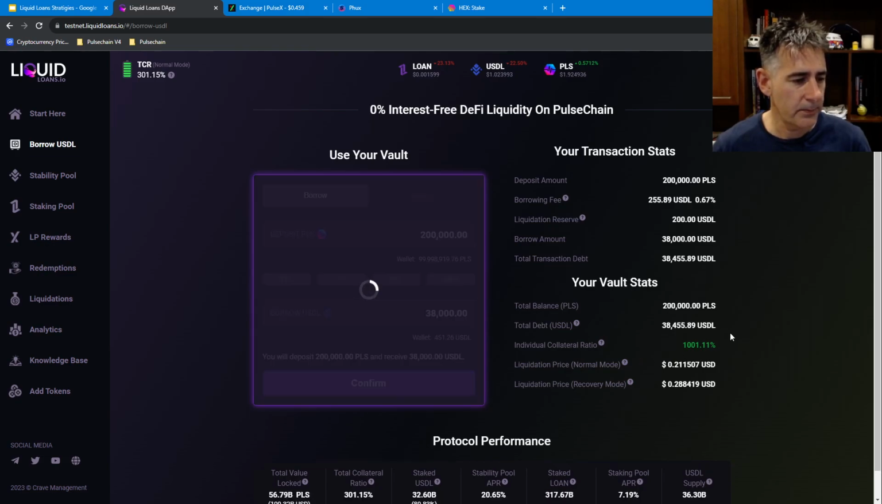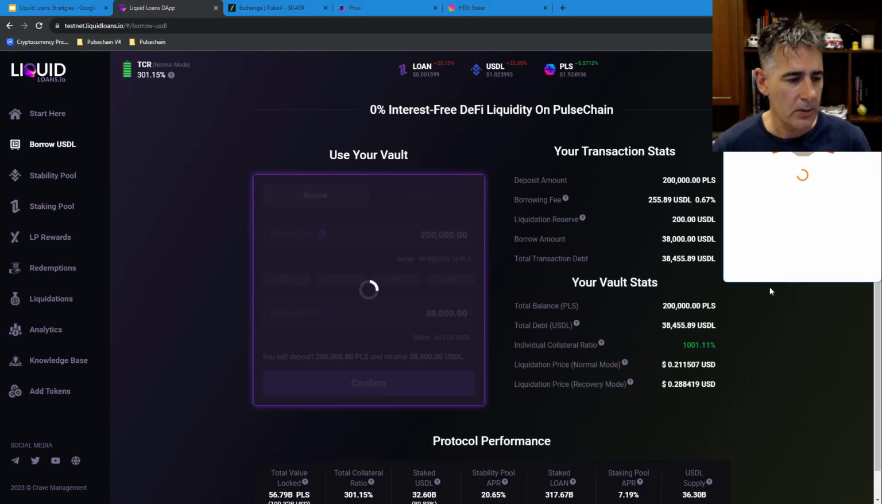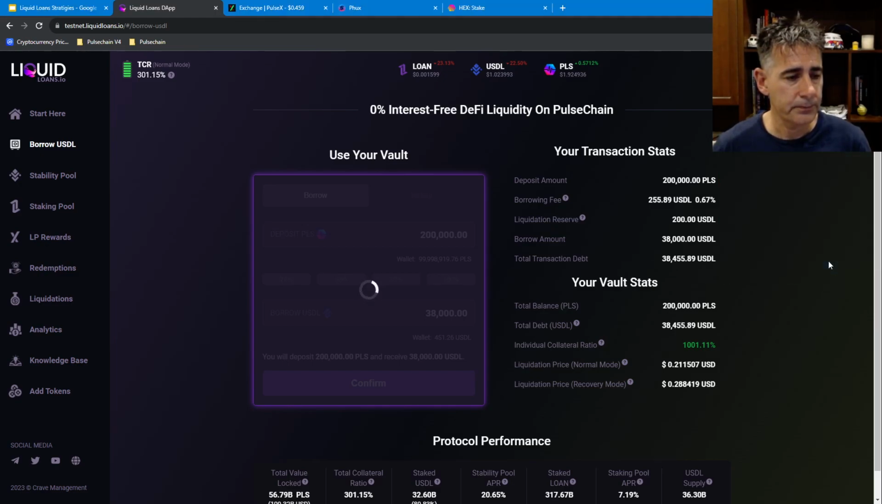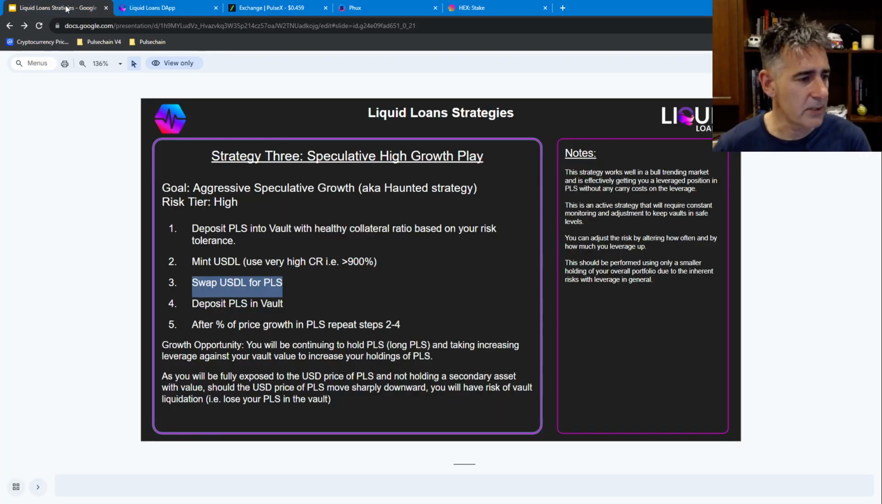Let's do that now. So remember that collateral ratio of about 1,000 we set up. Whilst that's doing that, we'll revisit our slide. So we said we will mint our USDL at a high collateral ratio, which we've done. And once we've got that USDL, we're going to swap that for pulse, because that's what this strategy is. It's an aggressive growth strategy to get more pulse.